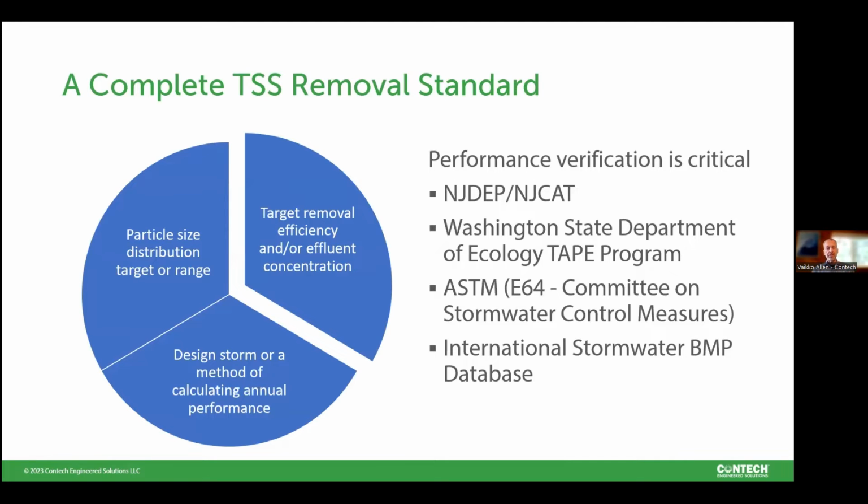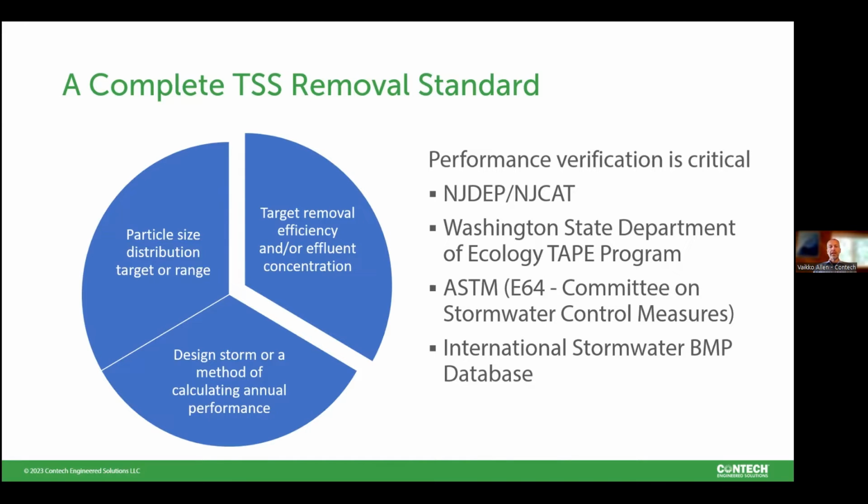So when it comes to TSS standards, it is important to have more as part of your standard than just 80% or some numeric target. We have to have that particle size distribution or range. Like, are we talking about SSC or TSS or some specific target particle size? Having that removal efficiency target of 80% or something else, or an effluent concentration, is important. And third thing we need to know is, are we trying to do this on an annual basis? Are we trying to do it during a specific design storm? Are we trying to do it on average across all flows that come through? So it's important to articulate all those three things because they will all impact the sizing of a treatment system.